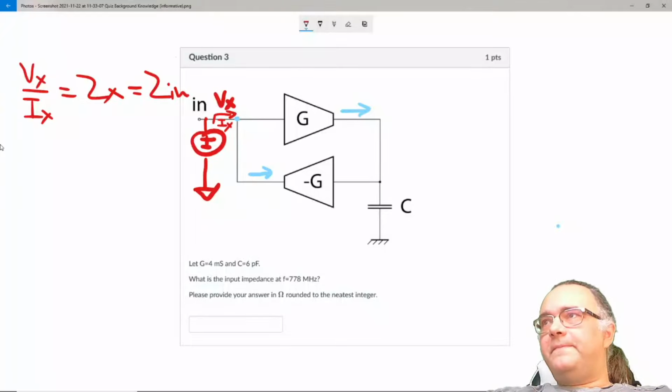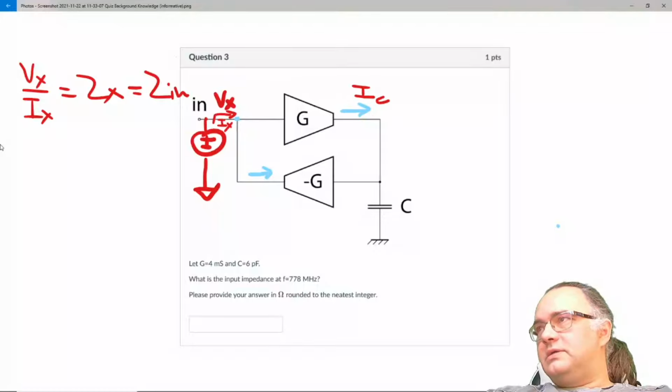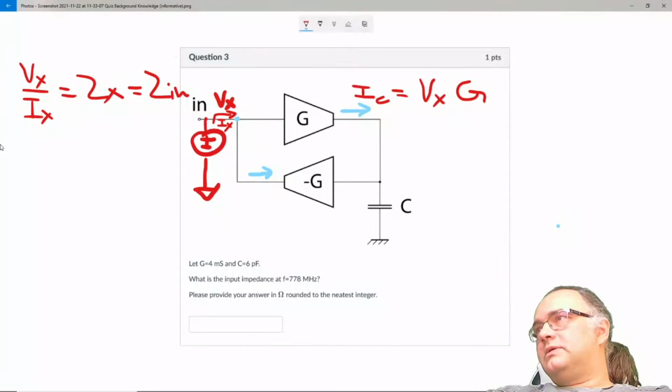We have the Vx voltage source connected. Then this transconductance stage will take this Vx and will transform it into output current. Let's call this output current Ic. So this current will be Vx times G, the transconductance. Then this current will have to go into the capacitor.